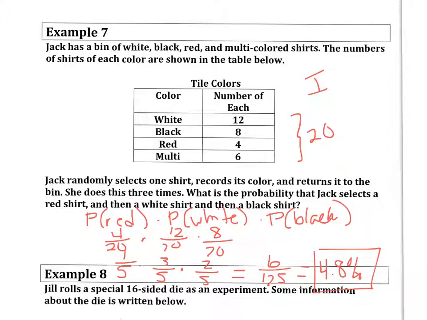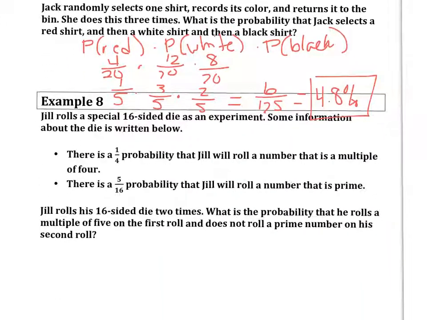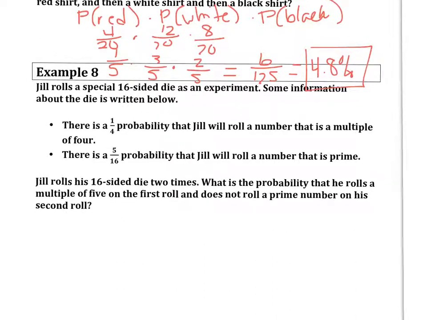Okay, and then the last question, example 8. Jill rolls a 16-sided die as an experiment, and it tells us that there is a 1/4 probability she will roll a number that's a multiple of 4, and a 5/6 probability that she will roll a number that is prime. She rolls her 16-sided die 2 times. What is the probability that she rolls a multiple of 4 on the first roll and does not roll a prime on the second roll?